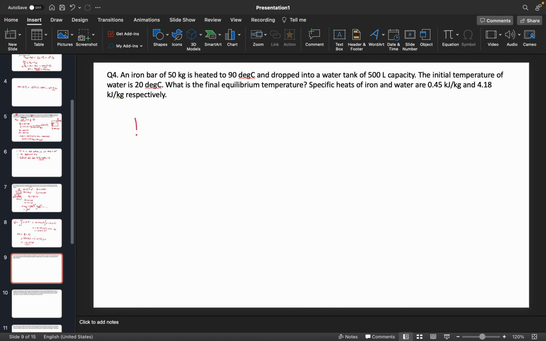Okay, what happens? You take a 50 kg iron bar and you heat it to 90 degrees Celsius. After you heat it, you drop it in water, and this water was initially at a temperature of 20 degrees Celsius. The iron was at 90 degrees Celsius.